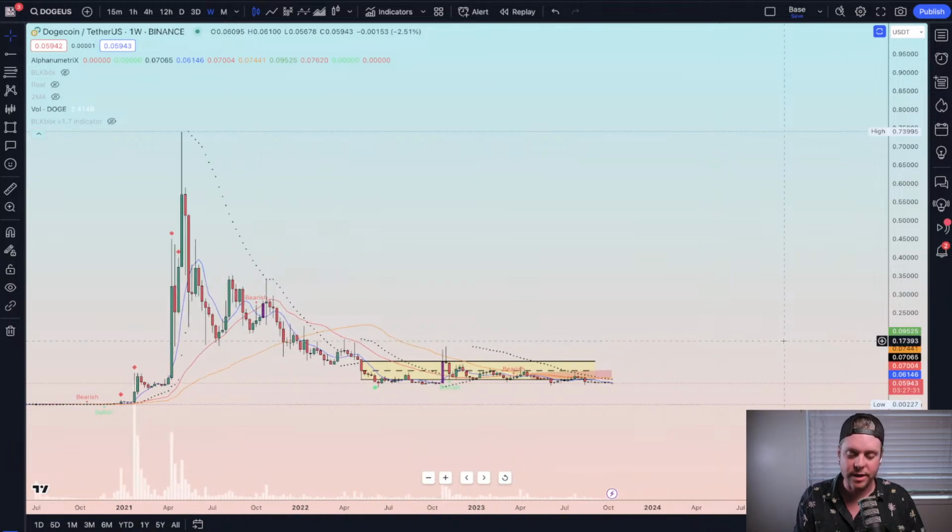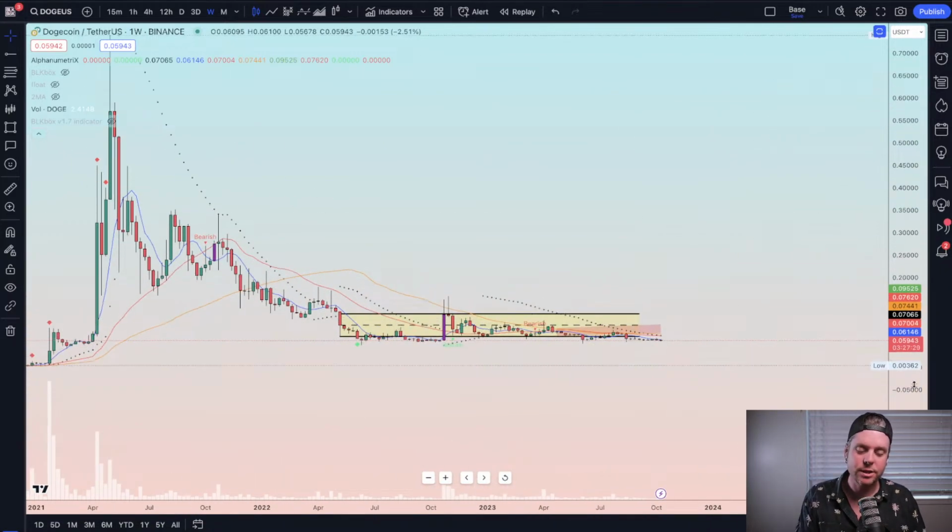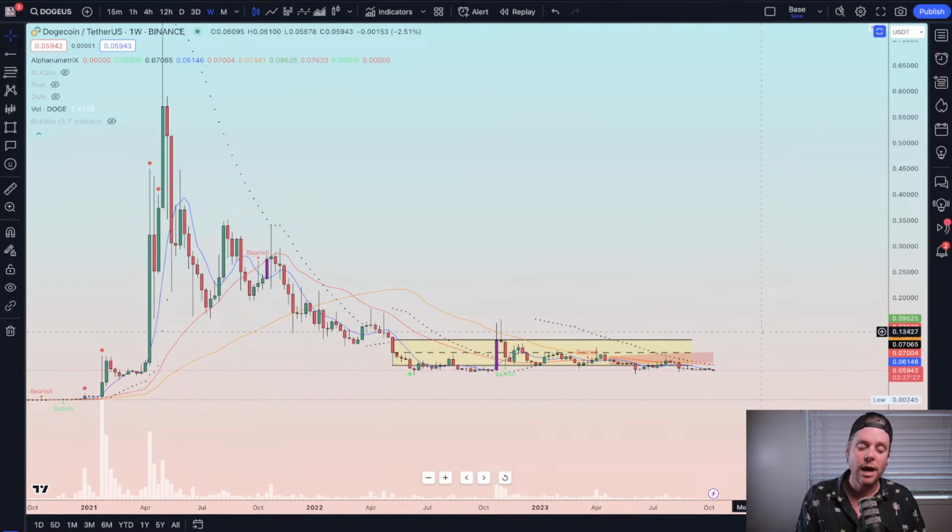But as it stands right now, the indicator's bearish. We're not looking to buy Dogecoin. I would love to see, like we covered on Shitcoin Bingo, if we get a green diamond on the weekly, then that will be a good opportunity to buy.